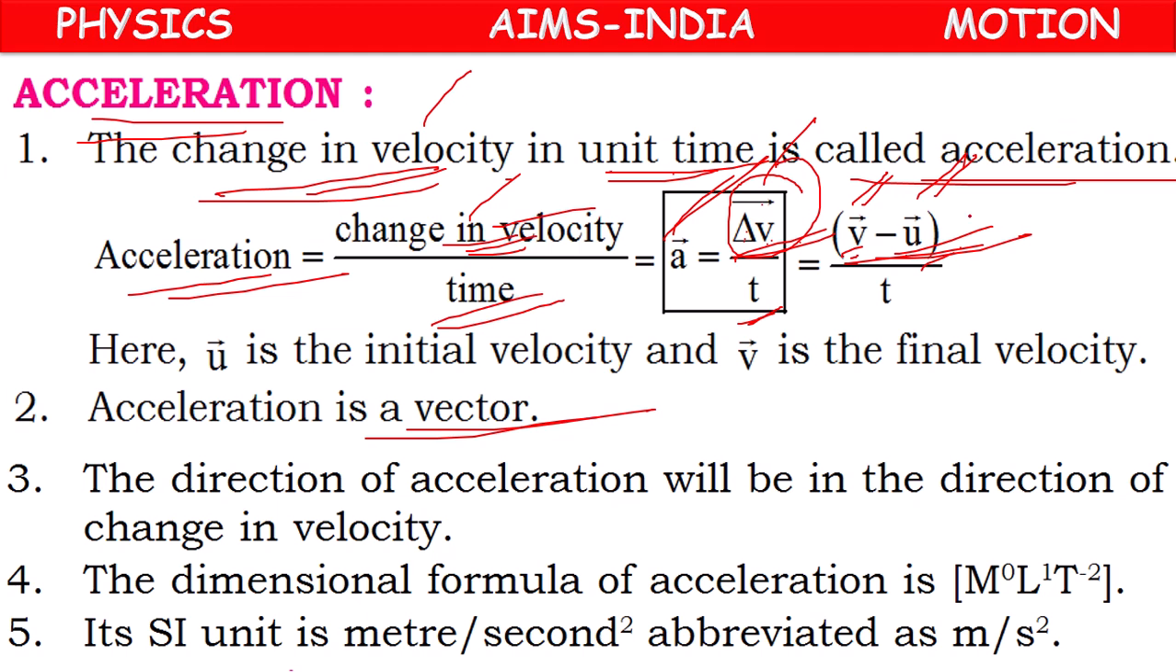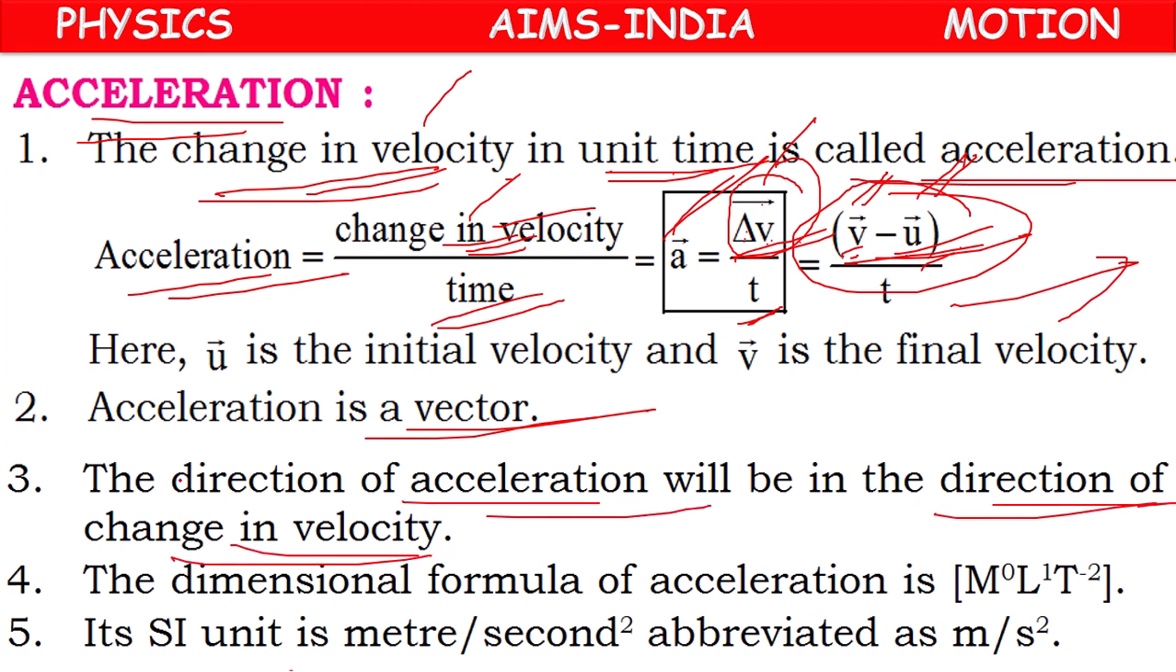So in what direction does the change in velocity happen? In the direction of change in velocity, acceleration will also be there. So the direction of acceleration will always be along the direction of change in velocity. Okay. So here change in velocity means velocity minus velocity.